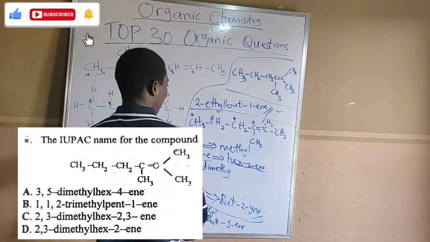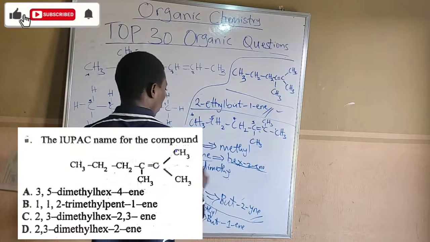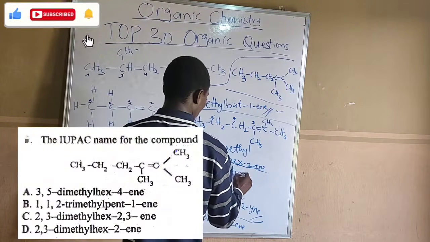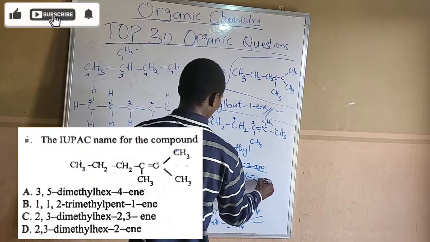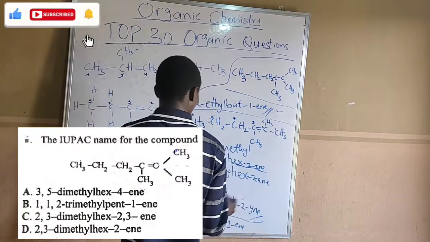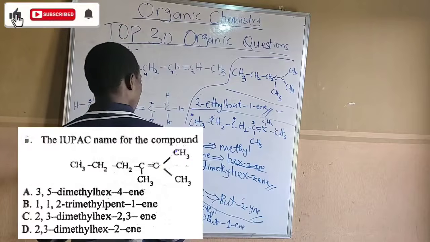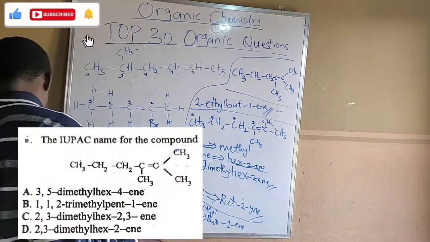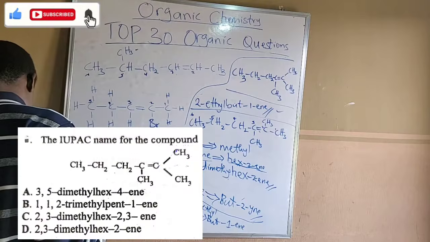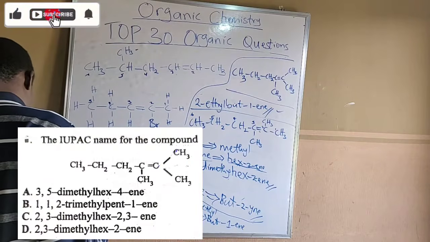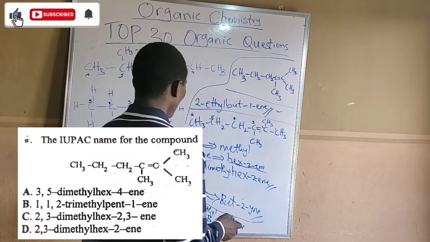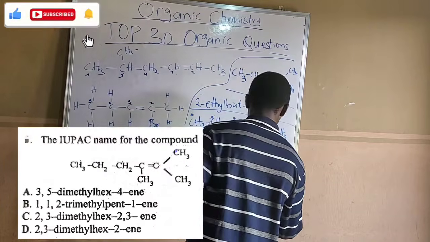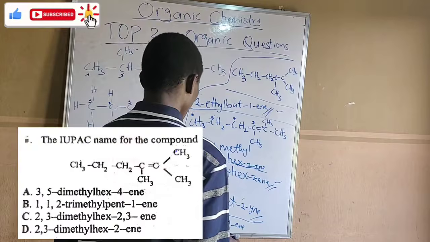We call it dimethyl. Do we have any other substituent again? No. Attach the parent name to it, as 2-ene. So that is our answer. And the correct answer to that is 2,3-dimethyl-2-ene. That is option D. Option D is the correct answer.